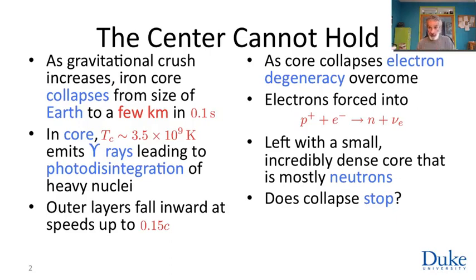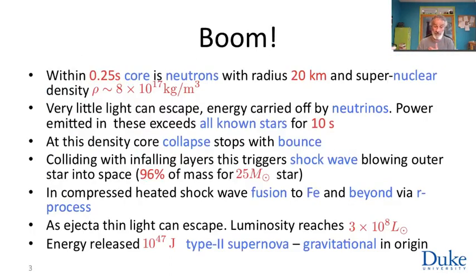Does this stop the core? What is left there? That'll be for the next video. In the meantime, what happens in the atmosphere? Well, within about a quarter of a second, the core is converted to neutrons, and it has achieved this supernuclear density. Notice, 10 to the 17 kilograms per cubic meter. The core is at this point so dense that even light cannot escape.